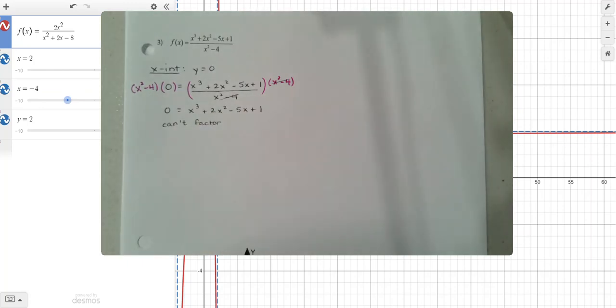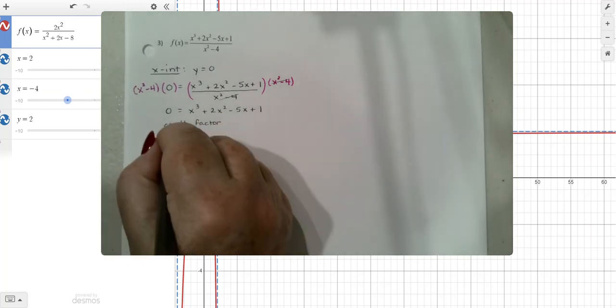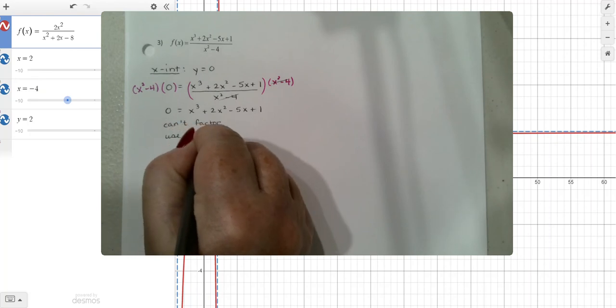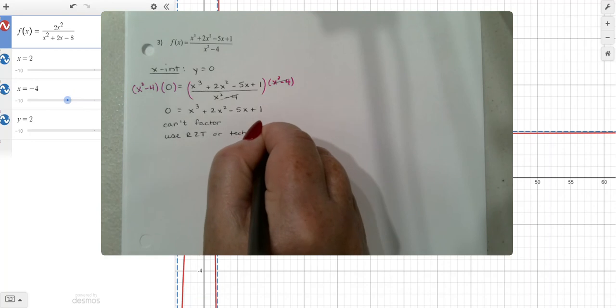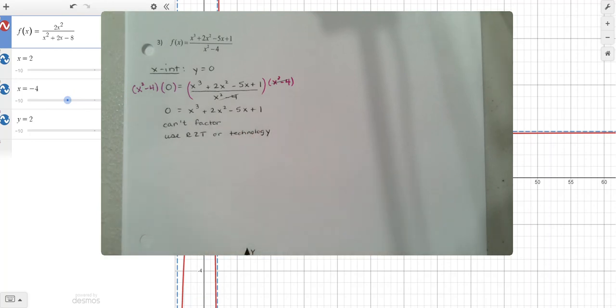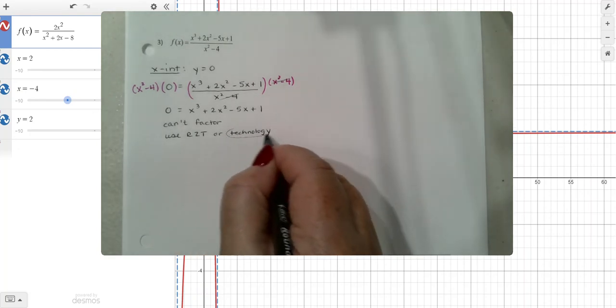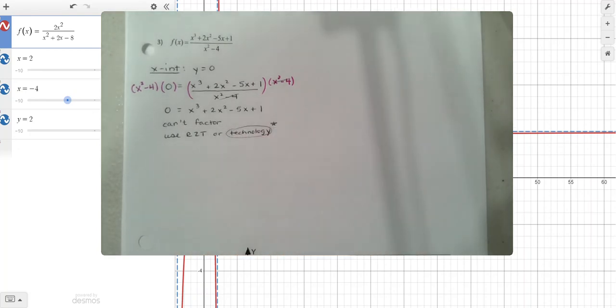I could try that rational zeros theorem, or I could use technology. And considering all the other stuff that we're doing here, let's just go ahead and say we'll use technology when we eventually graph this on Desmos, since it wasn't much of an easy matter to get the x-intercepts by hand.